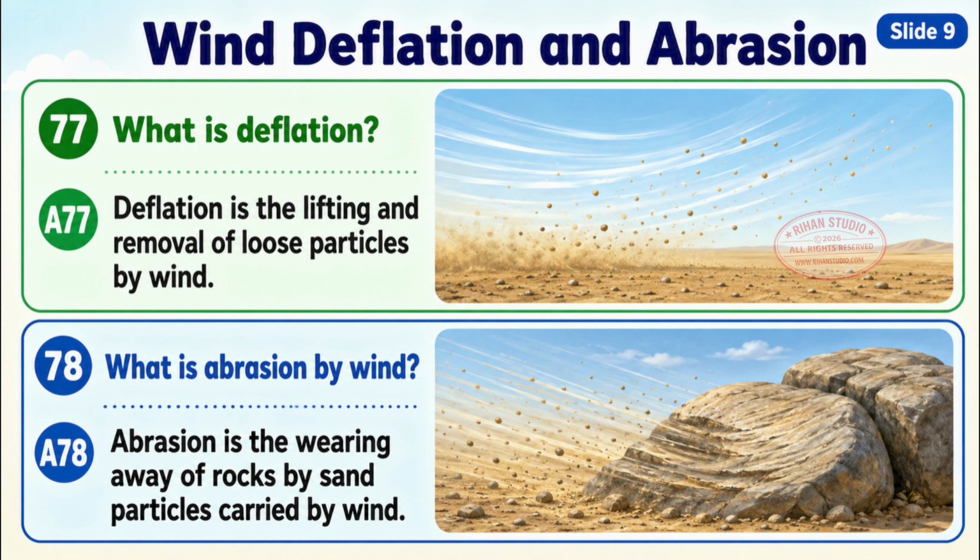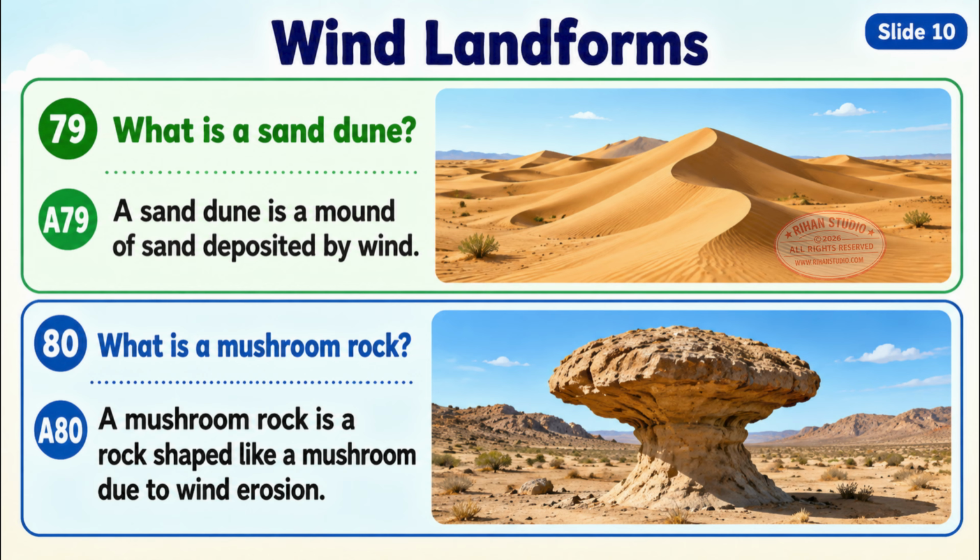Question 78. What is wind abrasion? Answer 78. Wind abrasion is the wearing away of rocks by sand particles carried by wind. Question 79. What is a sand dune? Answer 79. A sand dune is a mound or ridge of sand deposited by wind.